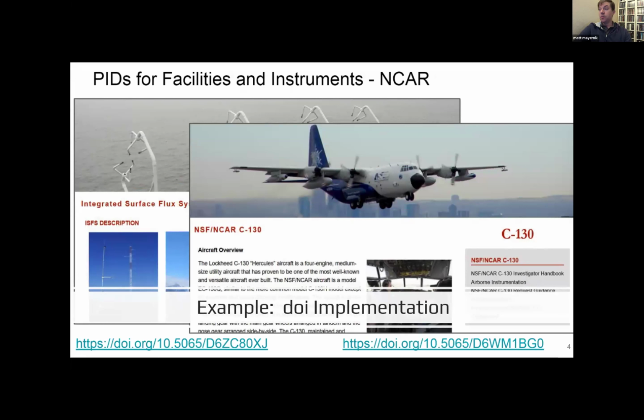We've assigned DOIs to several, we call them facilities in our organization. Maybe they would be better called platforms or something like that. But that includes the airplane shown here on the right, which is a deployable facility or platform that has lots of different instruments that are just changed on and off for different experiments and flights. And then on the left is the integrated surface flux system, which is a carbon and other chemical flux measurement system that can be moved and deployed in various places. Again, which is configurable in certain ways. So those are the kinds of identifiers that we've assigned at my organization when we started this effort about 10 years ago, before we even had this funded project.